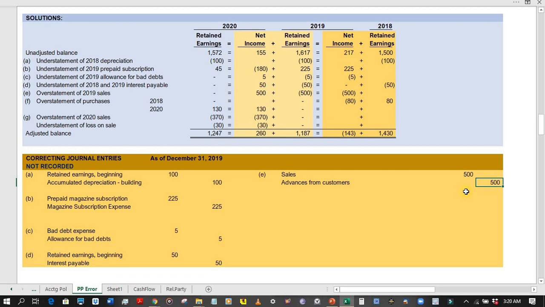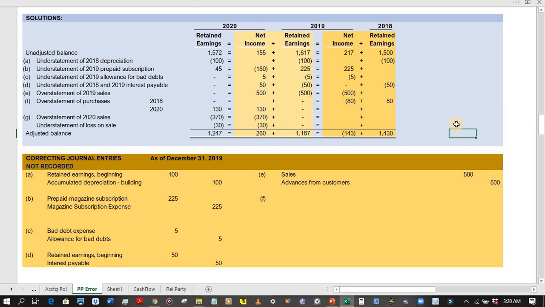Then letter F, the last correcting journal entry, because in letter G there are no adjustments to the net income and retained earnings. For letter F, our adjustment is a deduction from net income for 80 pesos and an increase in retained earnings for 80 pesos as well. Since the adjustments are equal, we are not using an asset account or a liability account in our correcting journal entry.